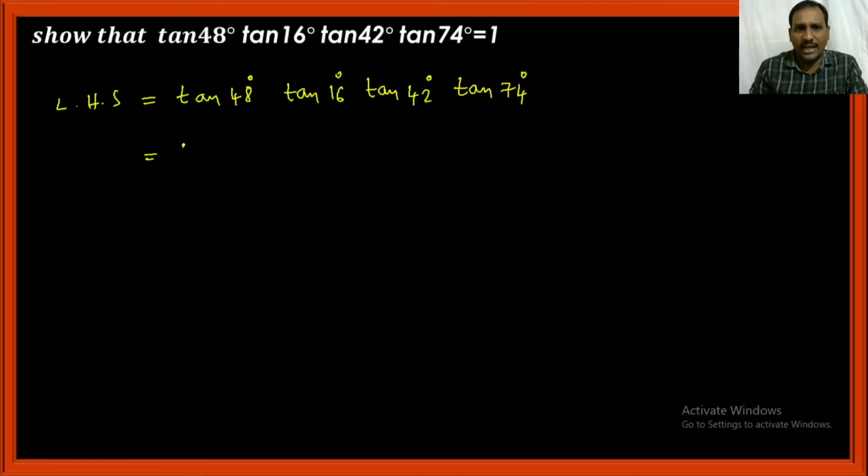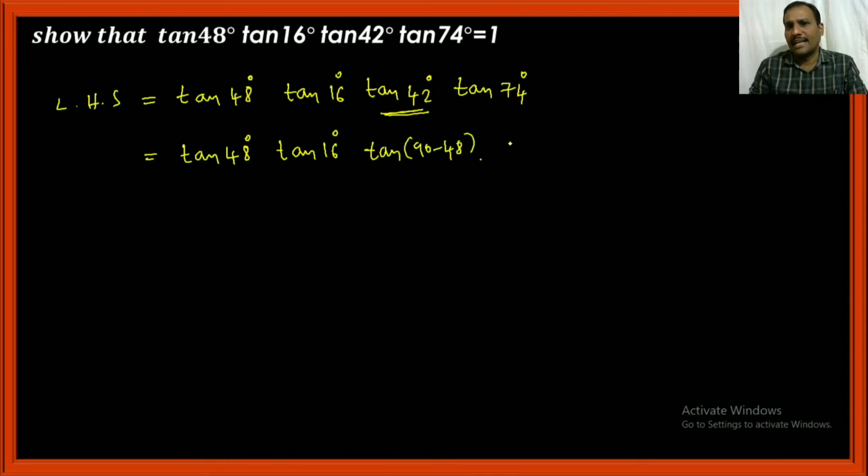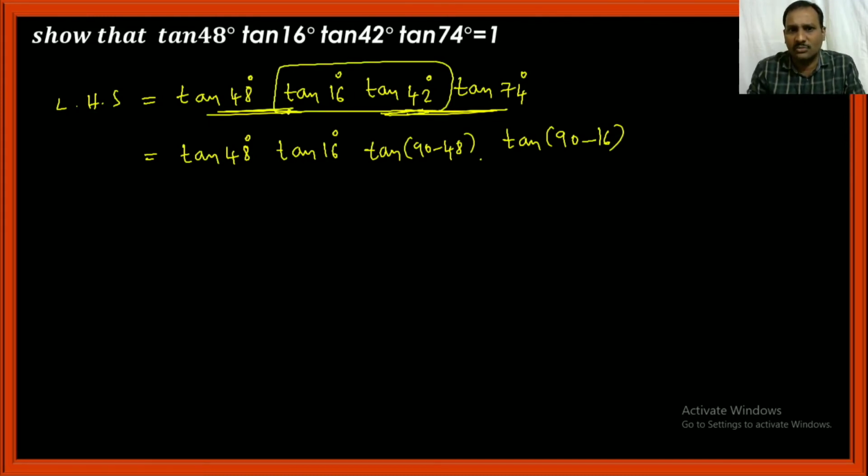So tan 48 I am writing as it is, tan 16 I am writing as it is, and tan 42 can be written as tan 90 minus 48, and tan 74 can be written as tan 90 minus 16. Why should I write only these two? You can write those two also, but why shouldn't I write these two?